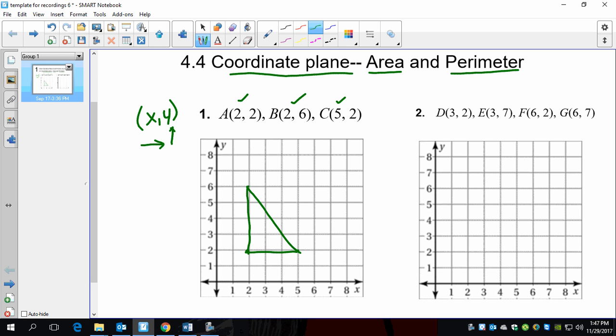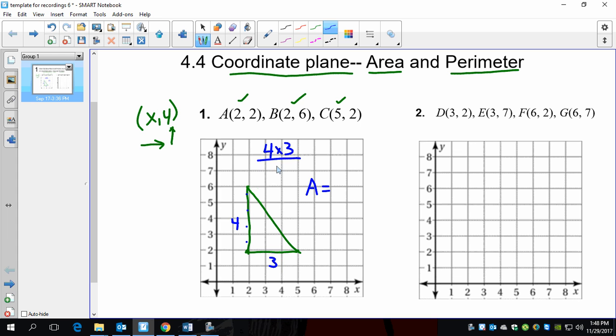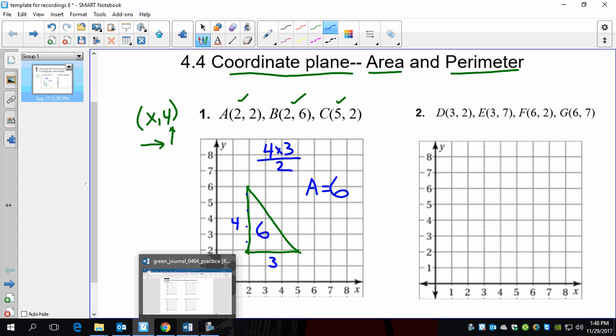And for this problem, it would be very easy for us to find the area of our triangle. Our base is 3 squares. Our height is 1, 2, 3, 4 squares. The formula for a triangle is 1/2 base times height, or base times height divided by 2. If we do 4 times 3, we're going to get 12. 12 divided by 2 is going to be 6. So our area inside of that triangle is going to be 6.